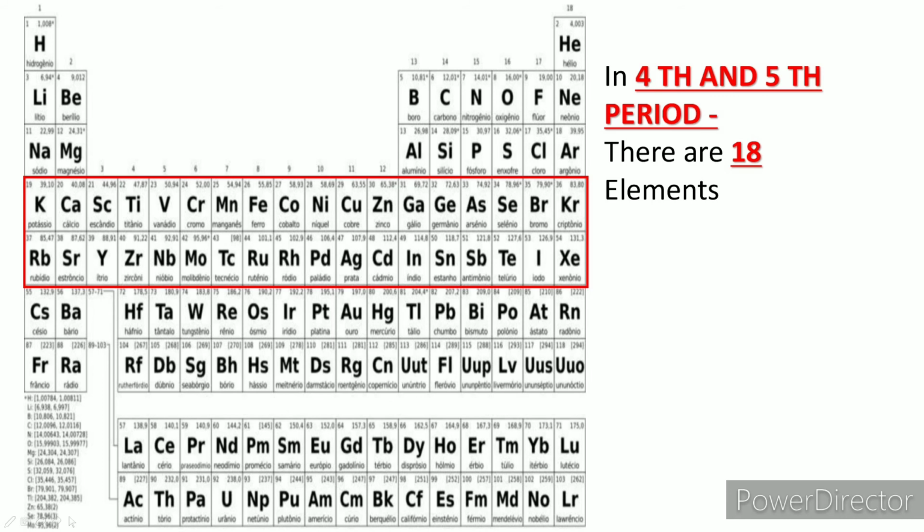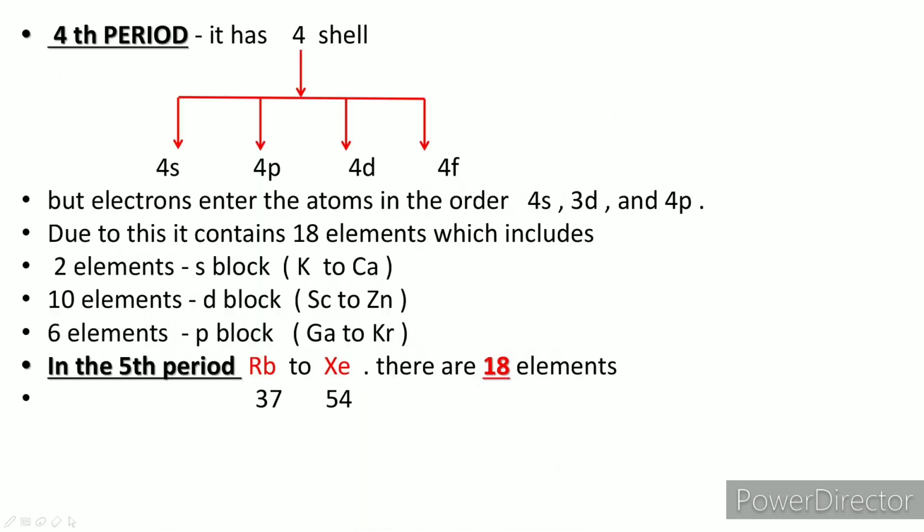The fourth main shell has 4 subshells, namely 4s, 4p, 4d, and 4f. But electrons enter the atoms in the order 4s, 3d, and 4p. Due to this, it contains 18 elements, which include 2 s block elements, potassium and calcium, 10 d block elements, scandium to zinc, and 6 p block elements, gallium to krypton. Total 18 elements. In the fifth period, rubidium to xenon, there are 18 elements.